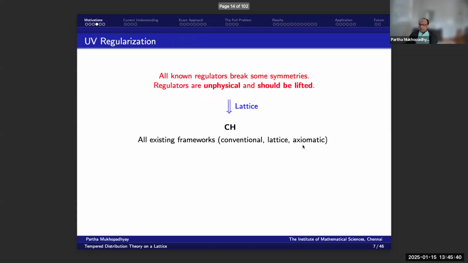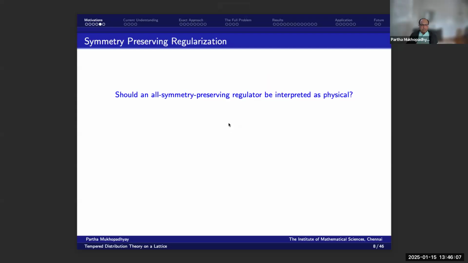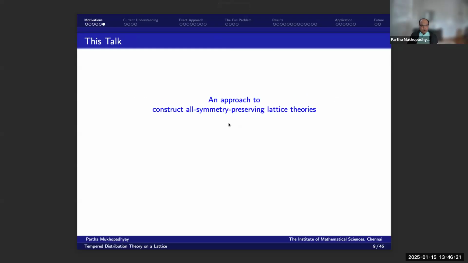Now the question. This is somewhat a problematic situation, because we have a technical requirement of lifting an unphysical parameter. We didn't want to believe in the continuum hypothesis, but we are led to do so, though there is no objective way of verifying that that hypothesis is right. This problem would take a different shape if we had a cutoff that preserves all the symmetries. So the question is: if we have a cutoff that preserves all the symmetry, should we interpret that to be necessarily a physical parameter, a physical cutoff? So I'm going to talk about that.